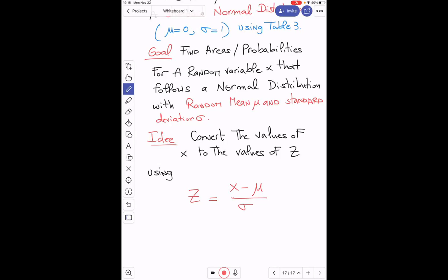And then, of course, once you convert the values of x to the values of z, you can use the table, the table phi, to find the corresponding areas or probabilities.